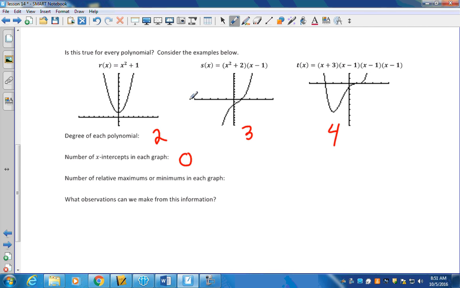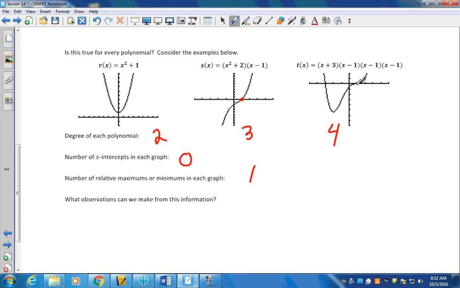How many intercepts do we have here? 1. 1 x-intercept right there. So last time, it could be 3, or it could be 1, or it could be 2. But it can't be more than 3. And it can't be 0 either, can it? Because a cubic always goes from negative infinity to positive infinity. It has to cross at least once.